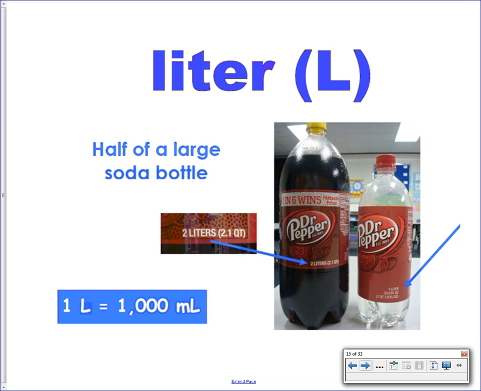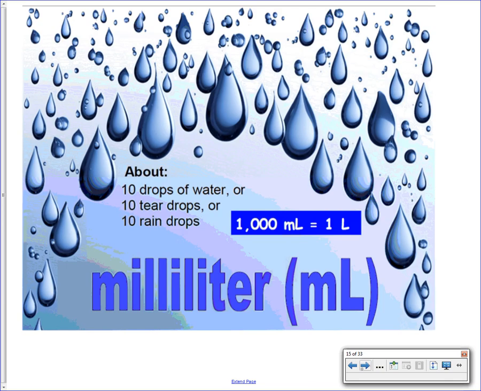So 1 liter is like half of a large bottle of soda. You see right here my soda bottle is 2 liters. So half of that would be 1 liter. It takes 1,000 milliliters to equal 1 liter. Milliliters are about 10 drops of water. 10 teardrops, 10 raindrops, 10 drops. Okay? And it takes 1,000 of these to equal 1 liter.